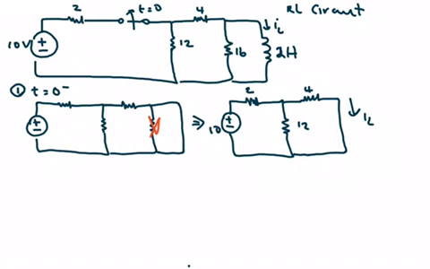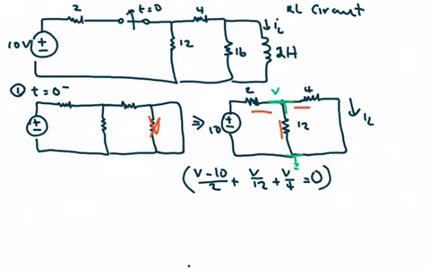Okay, and so I'm going to use node voltage analysis here, call that V, and our equation is V minus 10 over 2 for this current, V over 12 for this current, V over 4 for this current, which is also IL. That's going to equal 0.